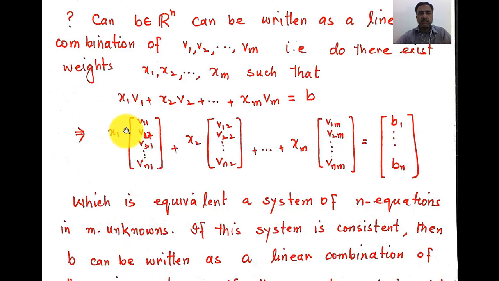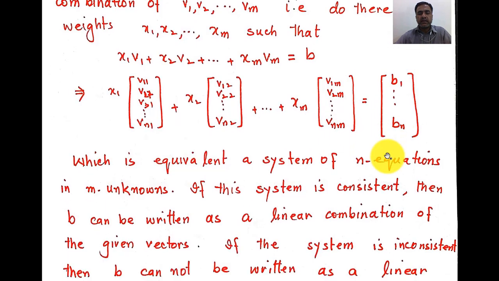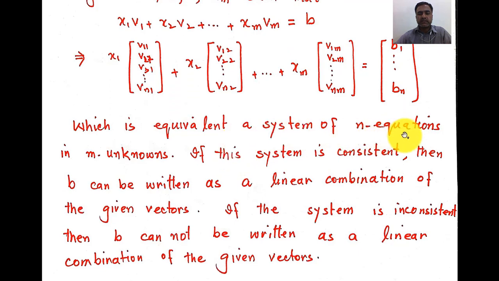For example, this is x1 v11 plus x2 v12 plus xm v1m equals b1. This is the first equation. The second equation in the system would be x1 v21 plus x2 v22 plus xm v2m equals b2, and the last equation would be x1 vn1 plus x2 vn2 plus xm vnm equals bn. Hence this is equivalent to a system of n equations and m unknowns.